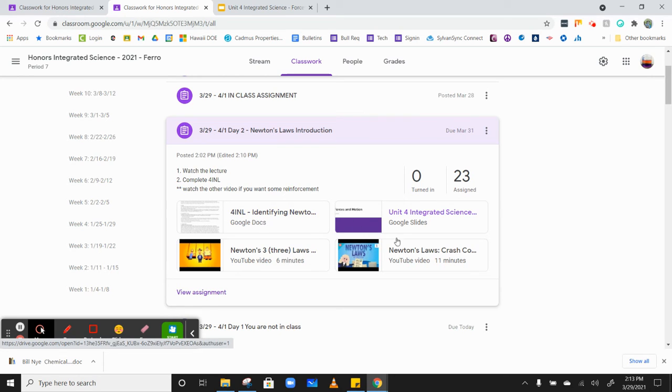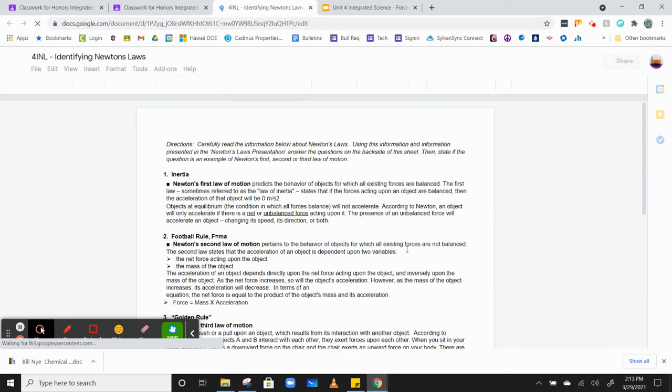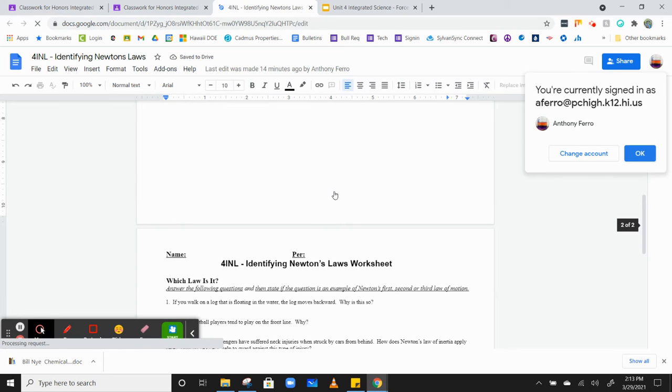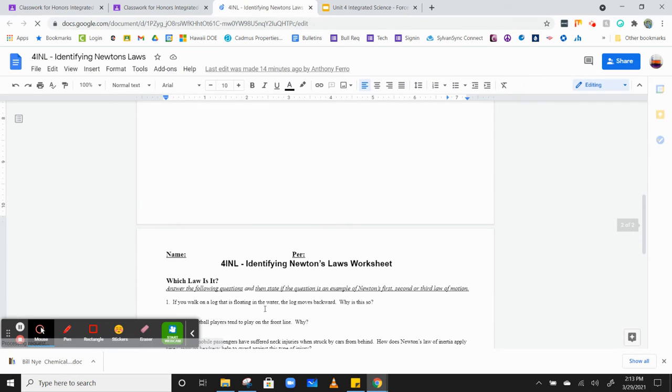If you need more review on Newton's three laws, I also included links to two other videos which go over Newton's three laws of motion. So feel free to watch those as well, but you don't necessarily have to watch those videos. Okay, just make sure you complete this worksheet. The worksheet asks you to go through these different scenarios and tell me which rule is being followed or described in each scenario, and tell me how you know that. So answer the following questions, then state if the question is an example of first, second, or third law of motion, and explain how you know that.